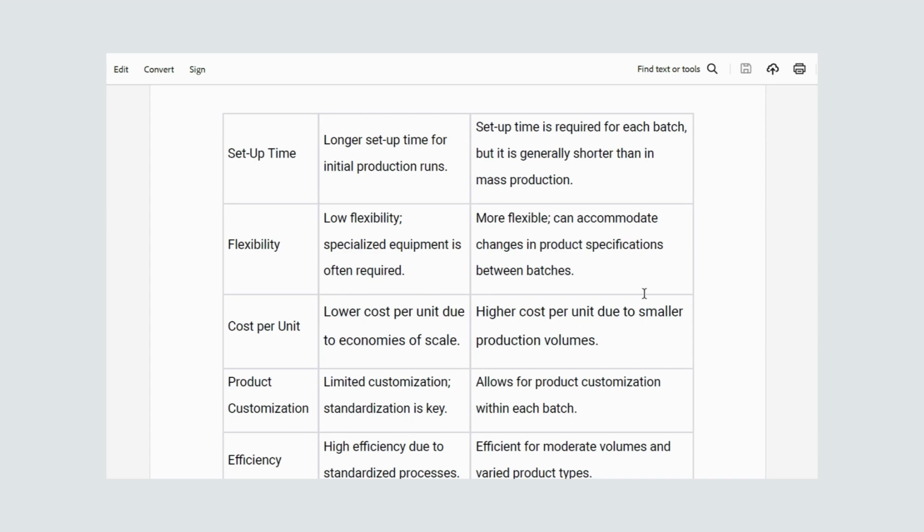And when talking about flexibility, here in mass production the flexibility is very low. Specialized equipment is often required. Okay, and in batch production, it is more flexible and it can accommodate changes in product specifications between the batches. So cost per unit: in mass production the cost per unit is low due to the economies of scale, because large scale production is done in mass production, right? So the cost per unit will be lower. But in the case of batch production, the cost per unit will be higher, because the production takes place in smaller production volumes. That's why.